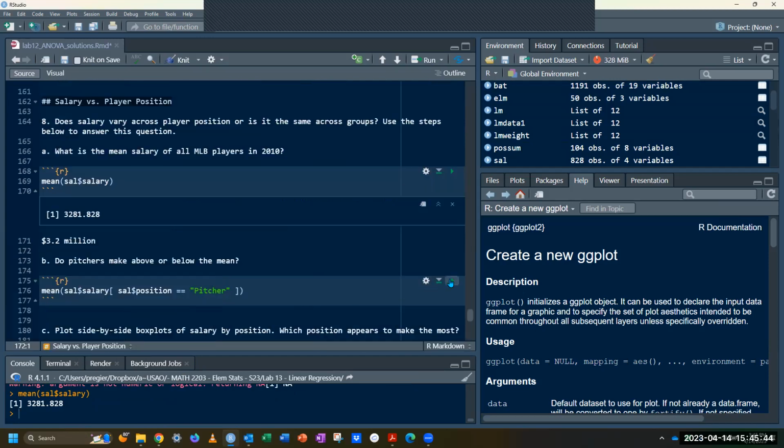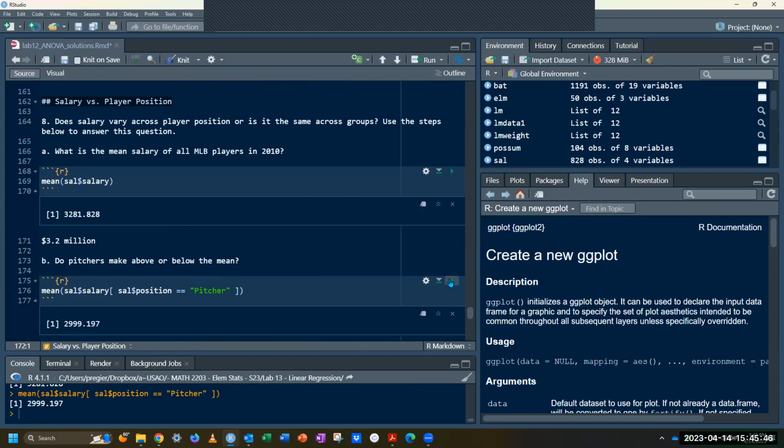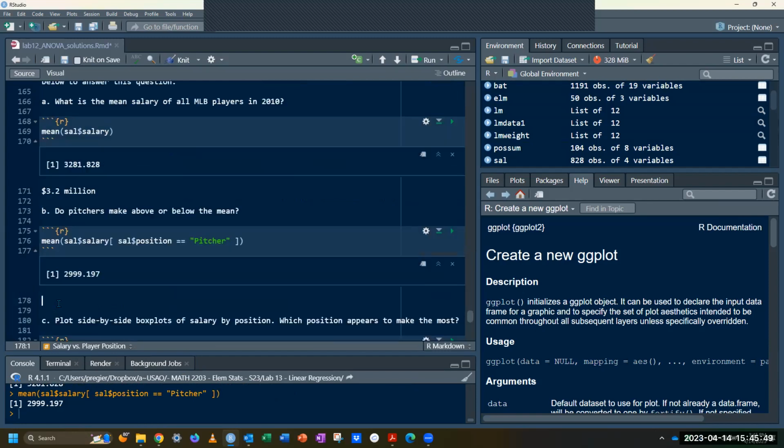So if we look at pitchers, do they make more or less than the mean? They actually make less. 2.999 million. So it's a little less.